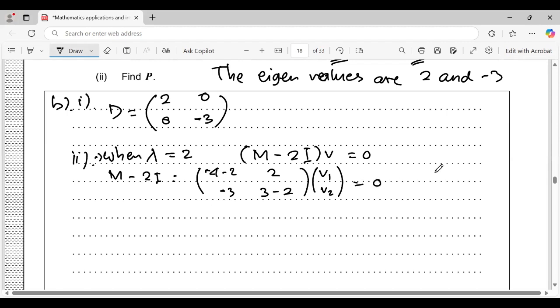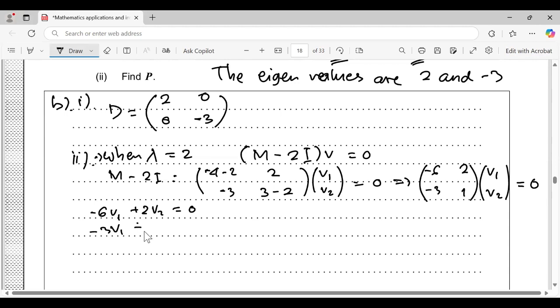So here it is: minus 6, minus 3, 2, 1 times phi 1, phi 2 equals 0. So there are two equations: minus 6 phi 1 plus 2 phi 2 equals 0, and minus 3 phi 1 plus phi 2 equals 0. From the second equation, we can conclude that phi 2 equals 3 phi 1.